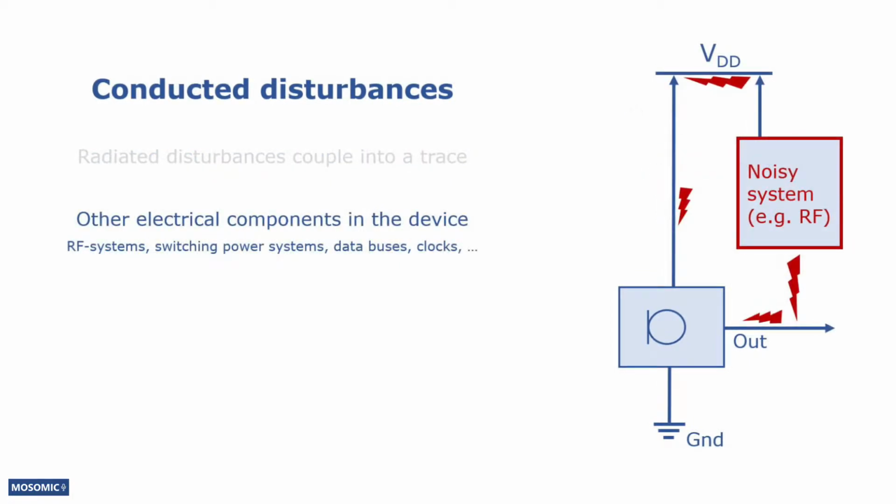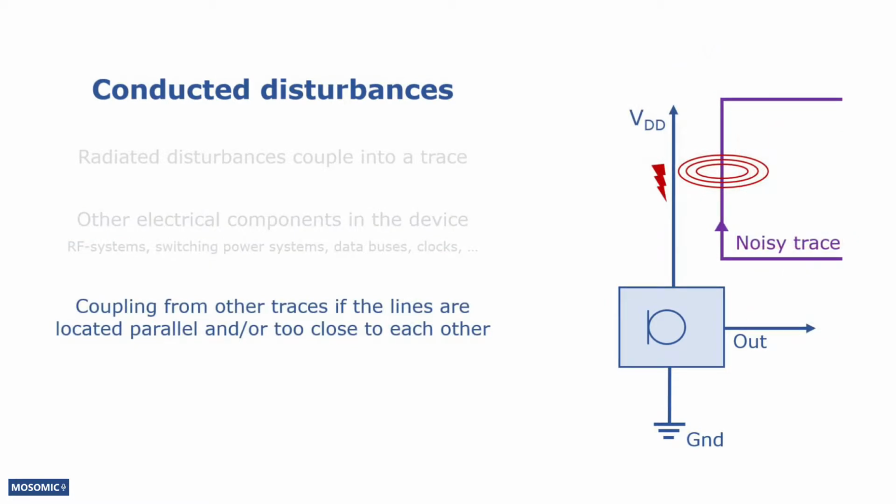Another source type for conductive disturbances are other electrical components in the device. For example, RF systems, switching power systems, switching regulators, data buses, clocks, and components with sharp transients can inject high-frequency disturbances into signal lines. Disturbances can also get coupled to the microphone traces from other traces if the lines are located parallel and/or too close to each other.